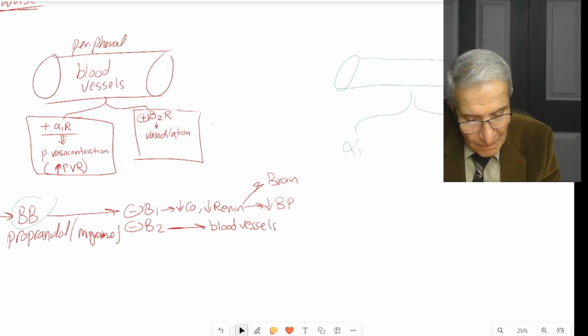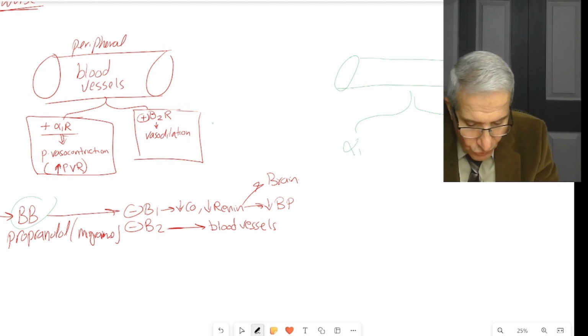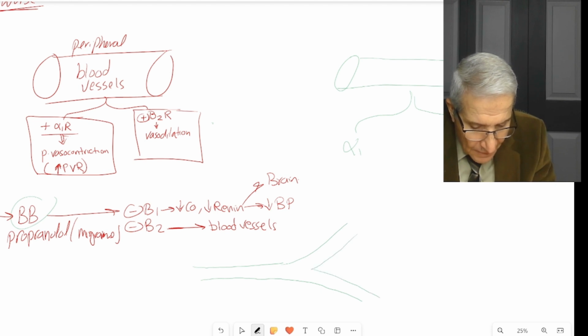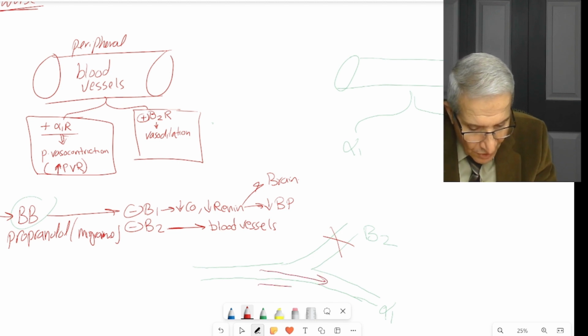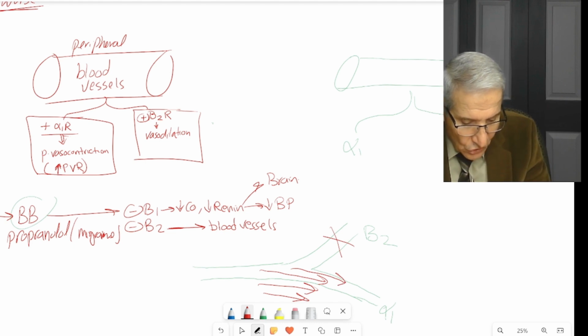So what happened here? You can imagine you have a river, and you have 2 branches for the river. This branch here is like beta 2, and the branch here is alpha 1. If you block beta 2, the alpha 1 river will be enhanced, activated. You agree with this one? So alpha 1 will be activated.